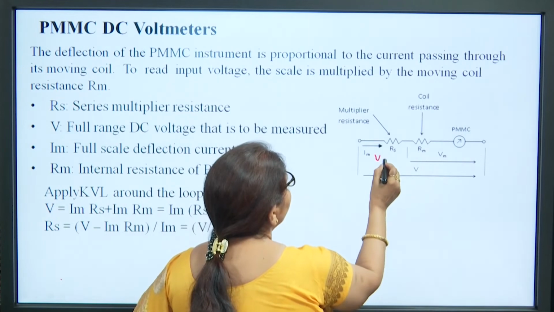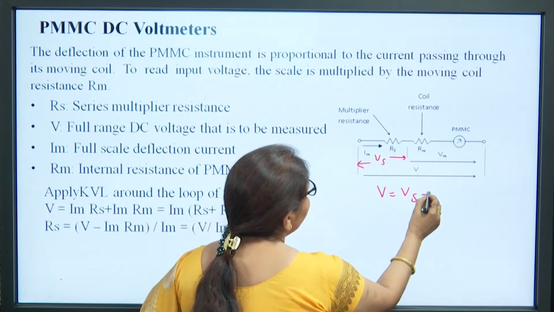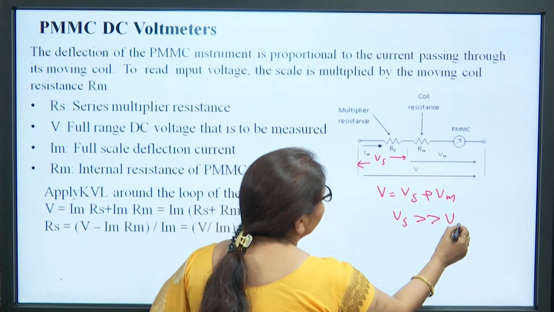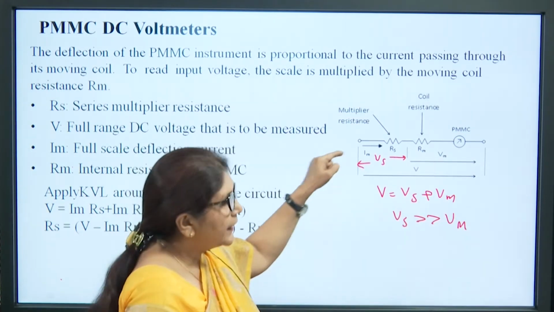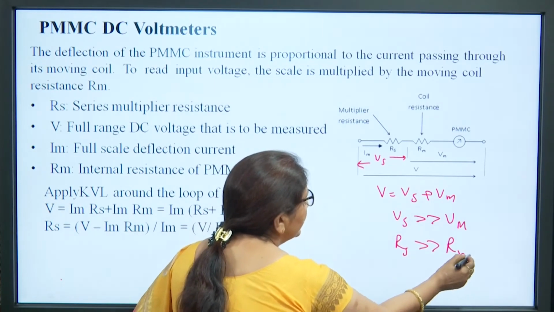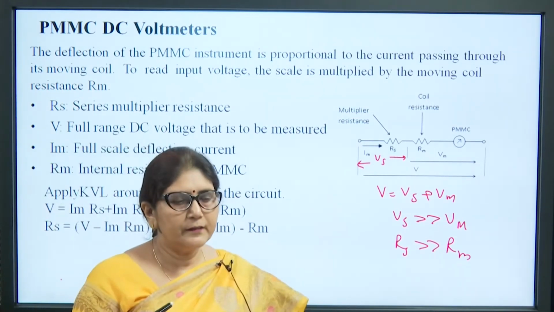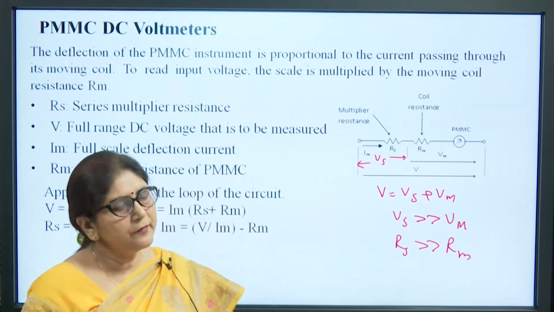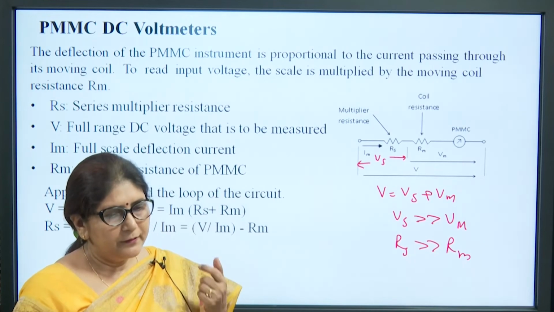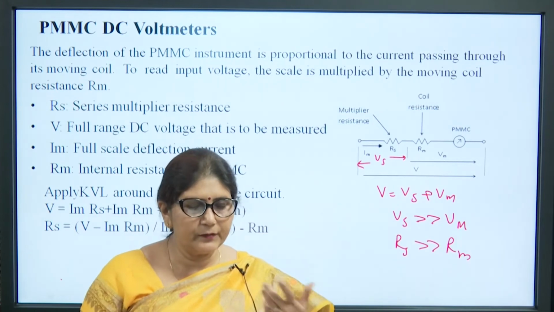If we denote it by Vs, then the total voltage V is equal to Vs plus Vm, and here Vs should be much greater than Vm. The current is the same, so Rs should be much greater than Rm. Here Rs is the series multiplier resistance, V is the full scale DC voltage that can be measured by the instrument, Im is the full scale deflection current and Rm is the internal resistance.